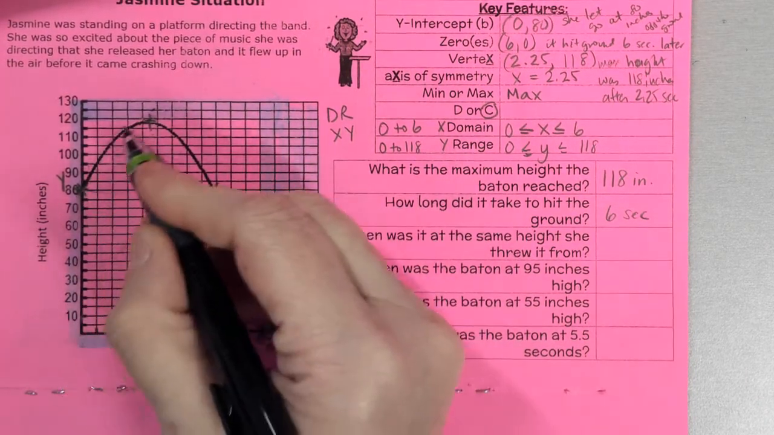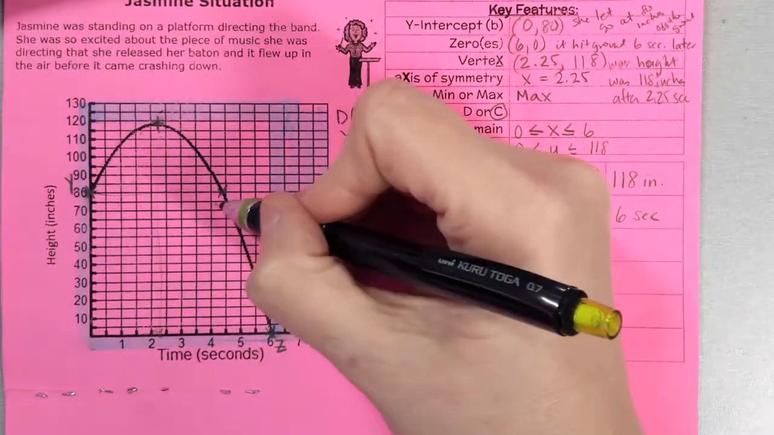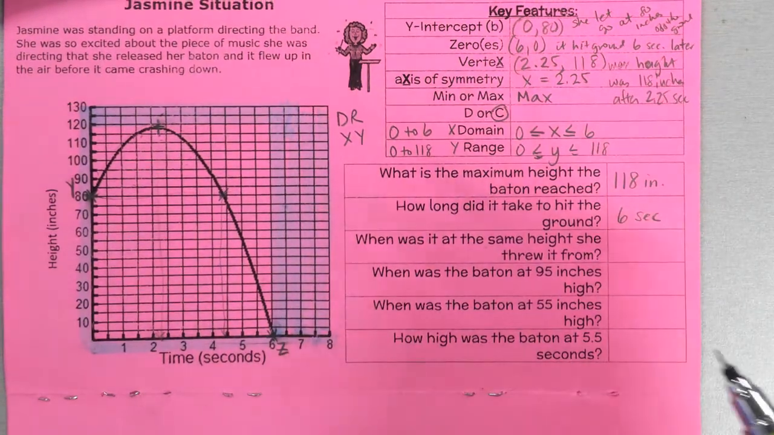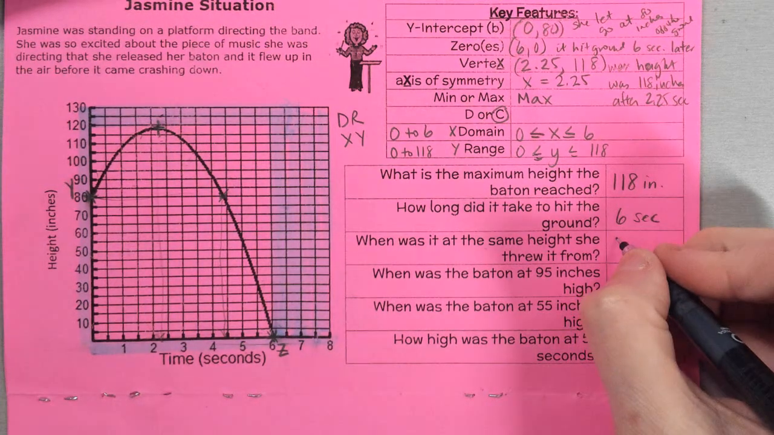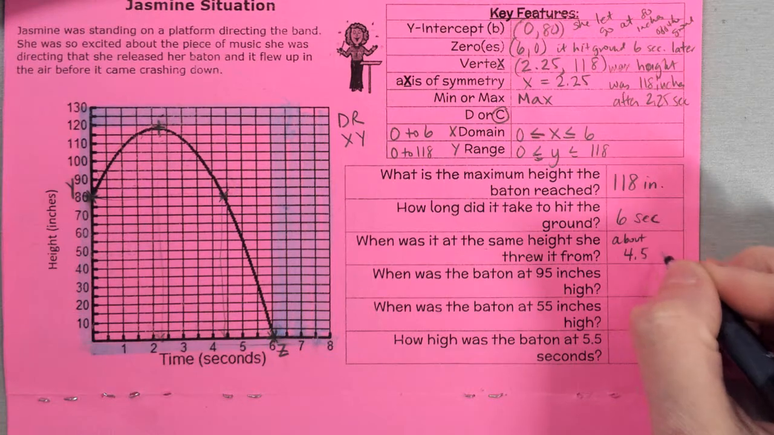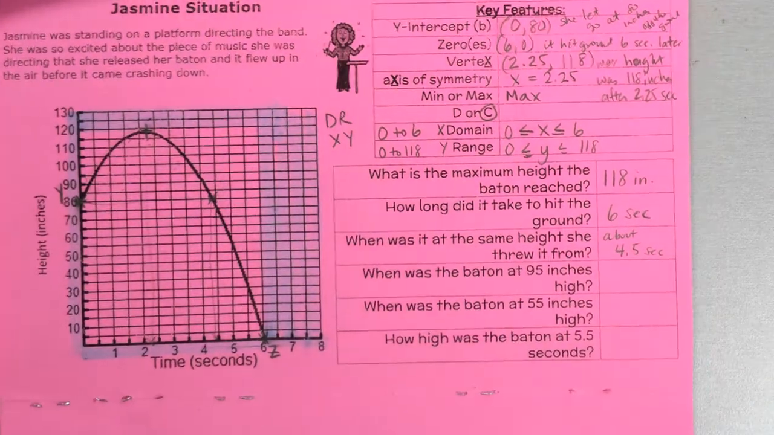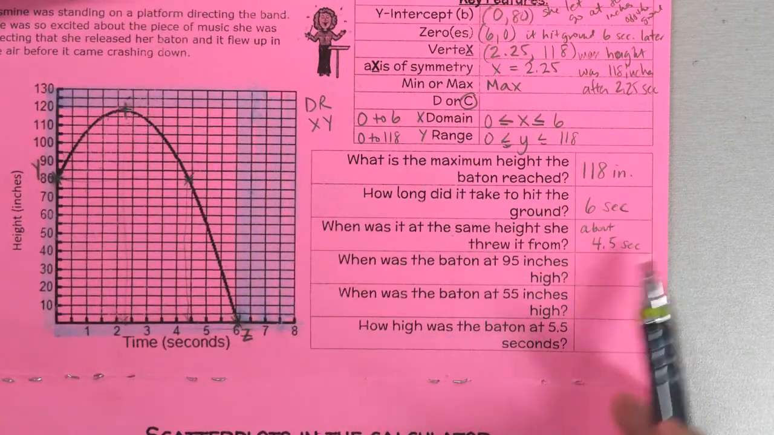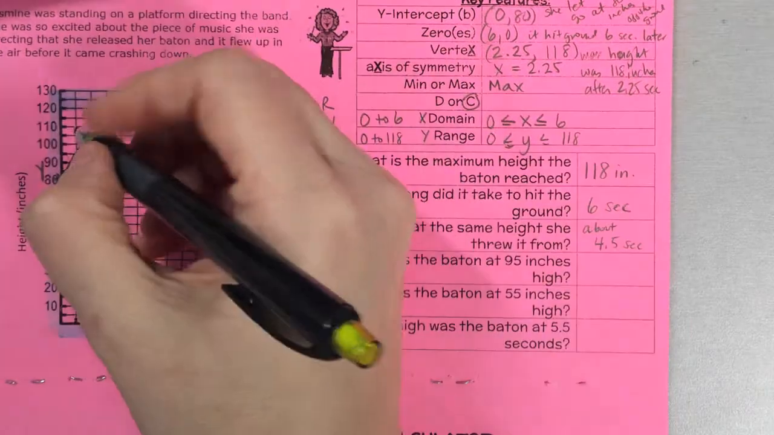It went up and came back down, and that's just some kind of estimation happening there, but it looks like that's about 4.25? What do I have on there? 4.2. Yeah, about 4.5 seconds. Does this have to be perfect? No. It's about 4.5 seconds. That's good. It doesn't have to be perfect because in theory I would have an answer that I could pick from. When was the baton at 95 inches high?